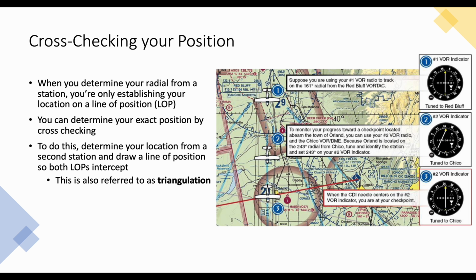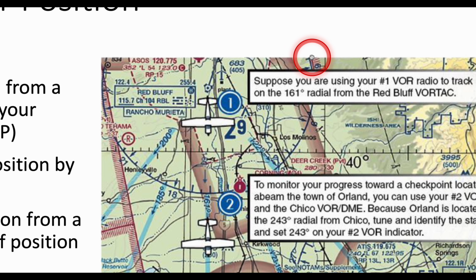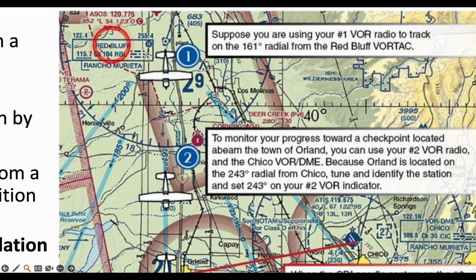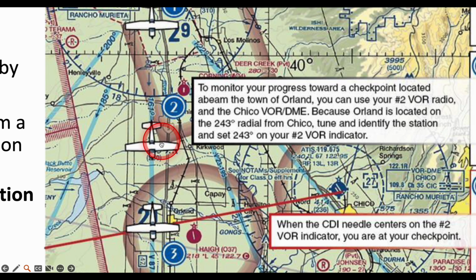So another method that we can use for a VOR is cross-checking our position, or we call it triangulation. And with this, we're using radials coming from different VOR stations to basically mark an X of your location. So what that would look like is if we look at position 1 right here, this is Red Bluff VOR. This airplane is flying away from the station and they happen to be located on the 161 radial. And they want to determine their location.